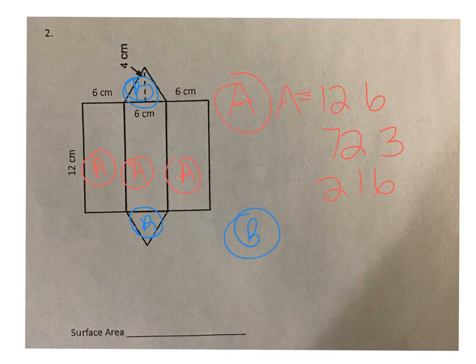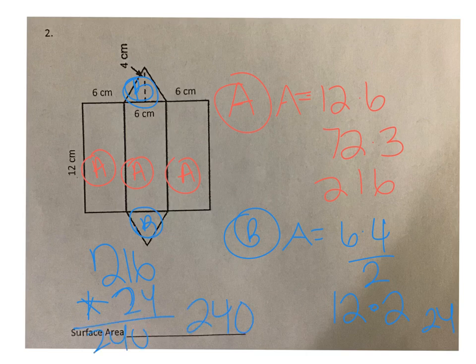For B, our triangles, we're going to do area equals base times height, which is 6 times 4 divided by 2, which gives us 12, but then there's 2 of them, so we're back to 24 total for our triangles. So 216 plus 24 gives us 240, so our final answer is 240 centimeters squared. So if you missed this one, go ahead and do number 2 on the back and then check the key.